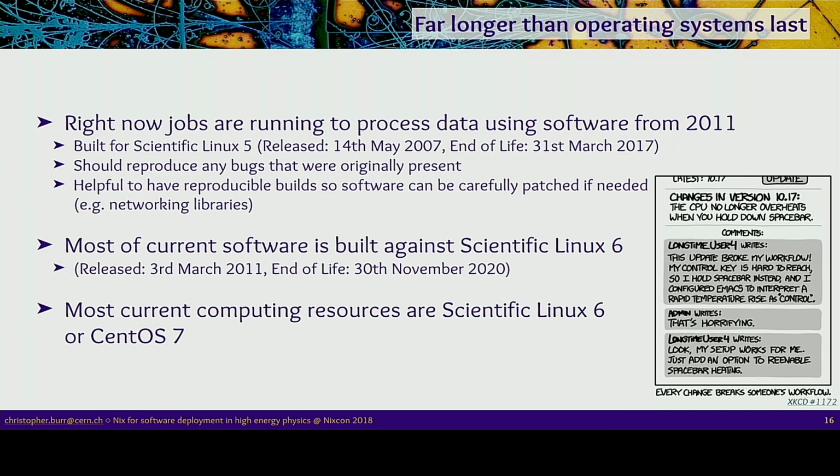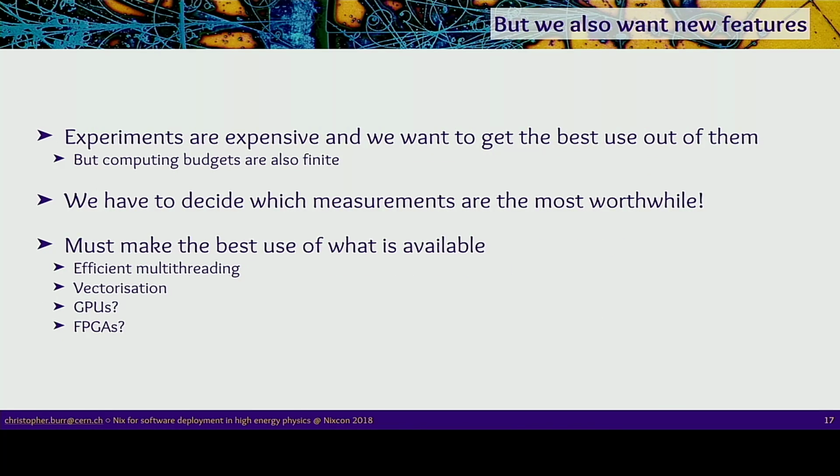As I've said before, most of our current resources are Scientific Linux 6 with CentOS 7 slowly taking over. But then we have contradictory requirements in that experiments are expensive and we want to get as much as we can out of them, and we have a lot of data we want to process, so we want to be able to use new compilers and new vectorization instructions and make use of multi-threading that gets easier with newer C++ standards. So we want these bleeding edge new features, like people are working against GCC 8 at the moment within a few weeks of it coming out, while also using GCC 4.8 or older stacks that are currently running at the moment.